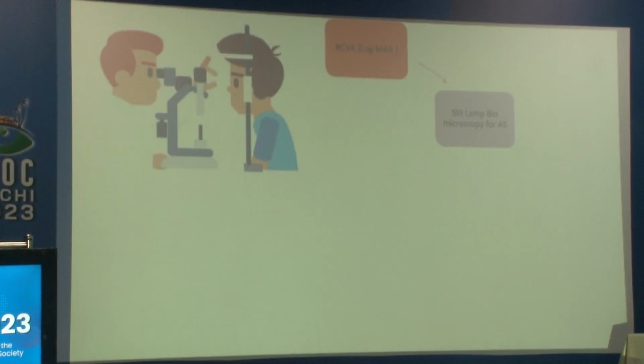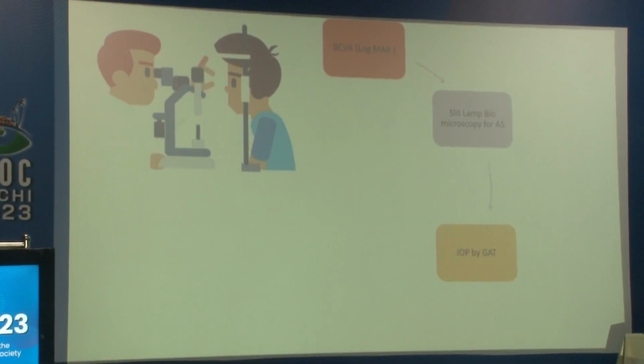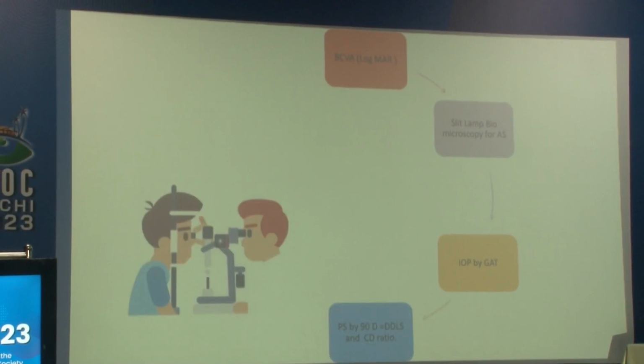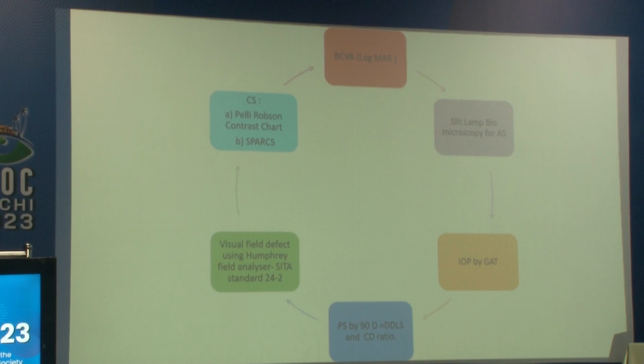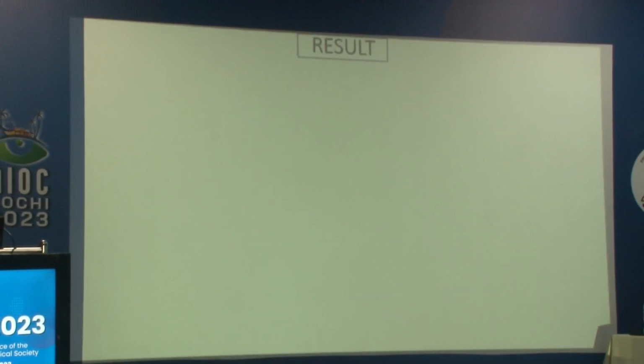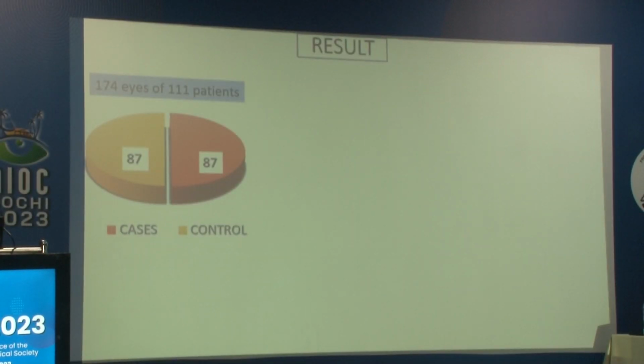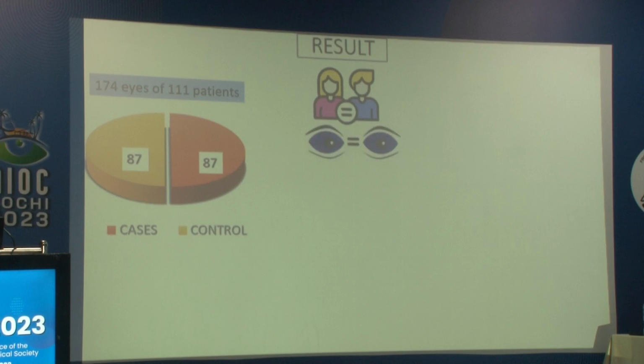Patients were assessed for BCVA, slit lamp examination for anterior segment, intraocular pressure examination, posterior segment, visual field defect by Humphrey field analyzer, and contrast sensitivity by Pelli-Robson and Spaeth. 174 eyes of 111 patients were analyzed, consisting of 87 in cases and control, with equal distribution in gender and laterality, none of which affect the Spaeth score.